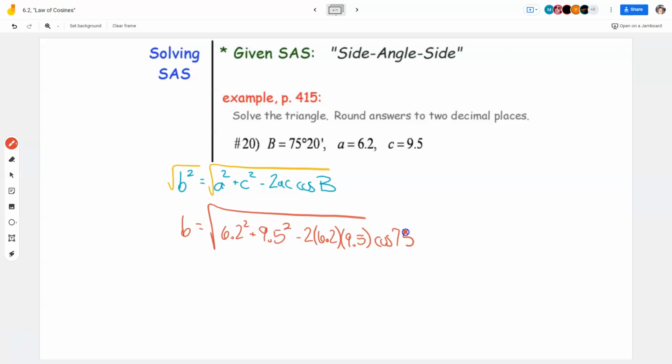Cosine of. Question, why am I making it 75 and 1/3? Because 20 minutes is like 20 60ths, which is 1/3 of an hour. Does that make sense? Yeah.